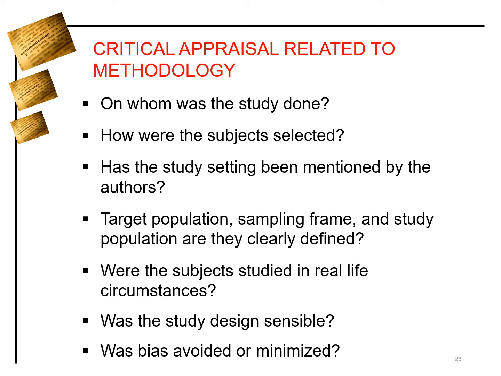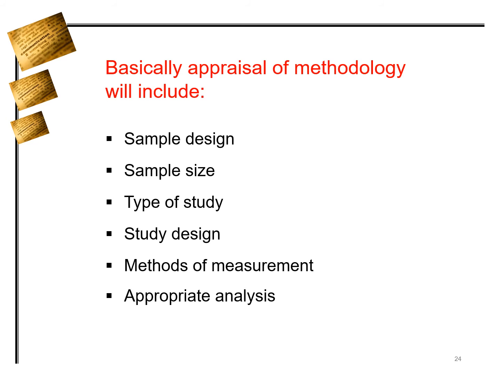Were the subjects studied in real-life circumstances? Was the study design sensible? And was bias avoided or minimized? All this should be mentioned by the author. Now, in summary, basically, appraisal of a methodology will include sample design, sample size, the type of study, the study design, methods of measurement, and appropriate analysis.